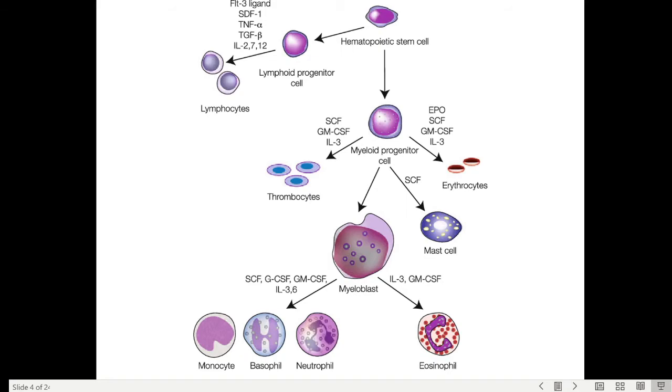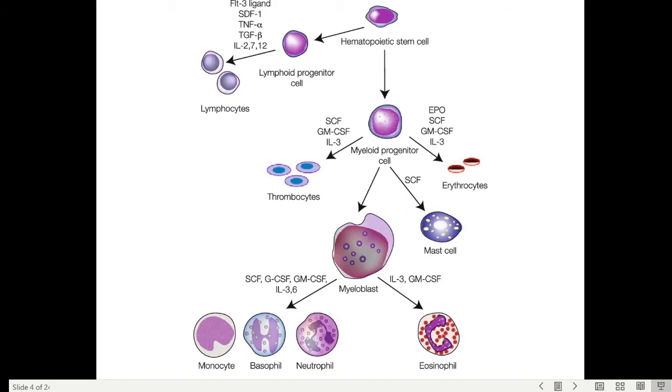Okay, thrombocytes are produced based on SCF, GM-CSF, and IL-3, interleukin 3. A very important thing we want to understand is that myeloid cells, meaning all kinds of erythrocytes, mast cells, monocytes, basophils, neutrophils and thrombocytes, are all produced based on interleukin 3 signaling.